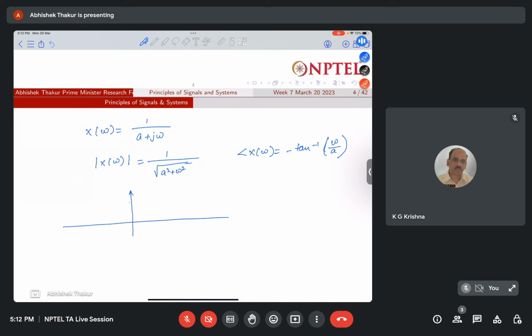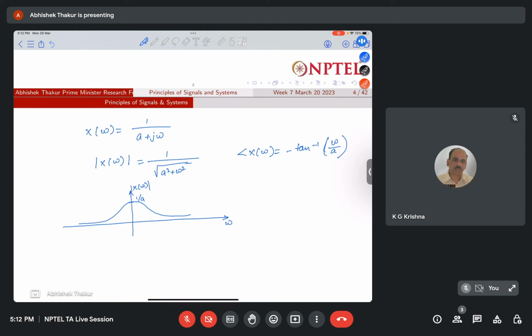And this plot will be something like this on the positive side, and on the negative side also it will be like this. When omega tends to minus infinity, it will be 0. When omega tends to infinity, then also it will be 0. And at this value, it will be 1 by a. This is the omega axis, and this is the magnitude of X(omega). So this is the magnitude plot.